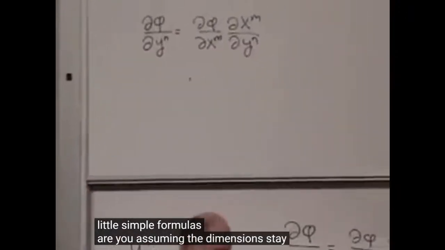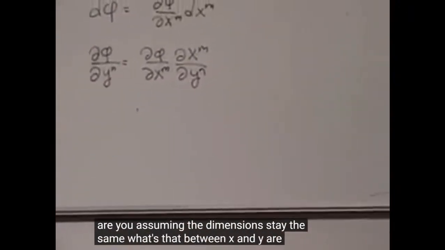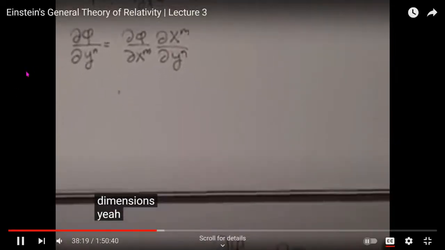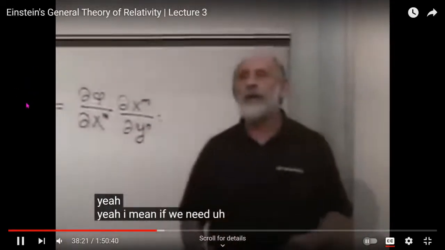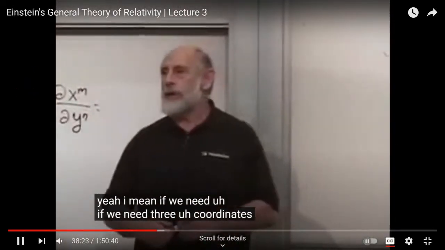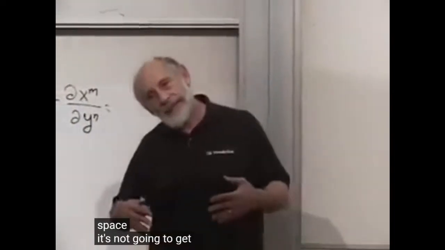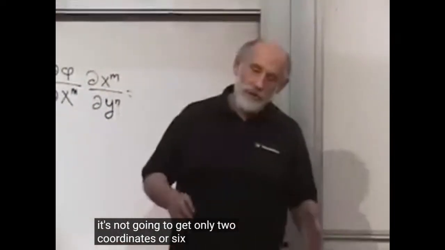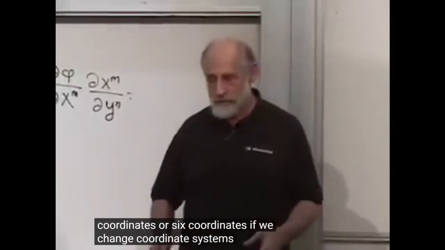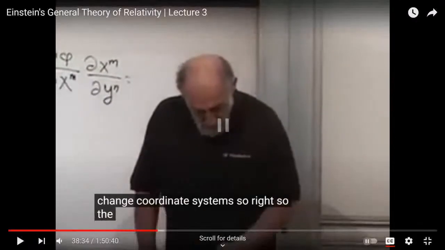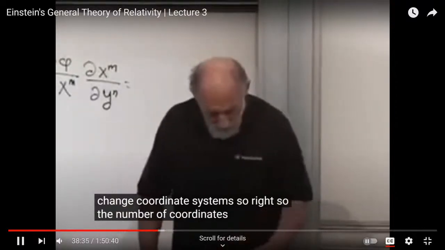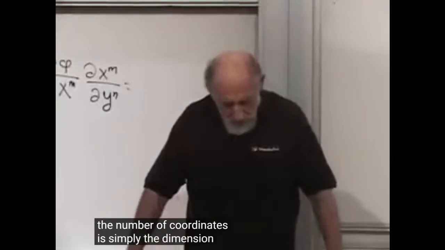Are you assuming the dimensions stay the same? Between x and y, are the dimensions the same? Yeah, if we need three coordinates to locate a point in three-dimensional space, we're not going to get only two coordinates or six coordinates if we change coordinate systems. I think he meant like from meters to feet. But fine. So the number of coordinates is simply the dimension of the space.